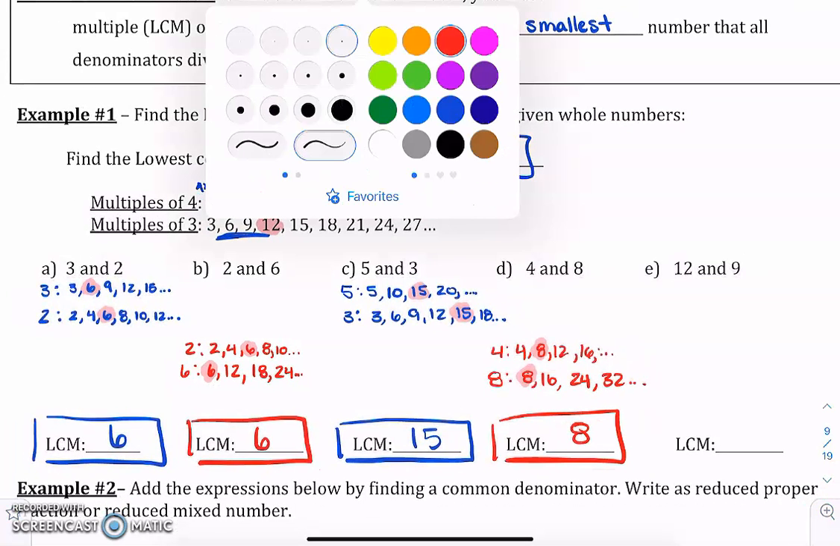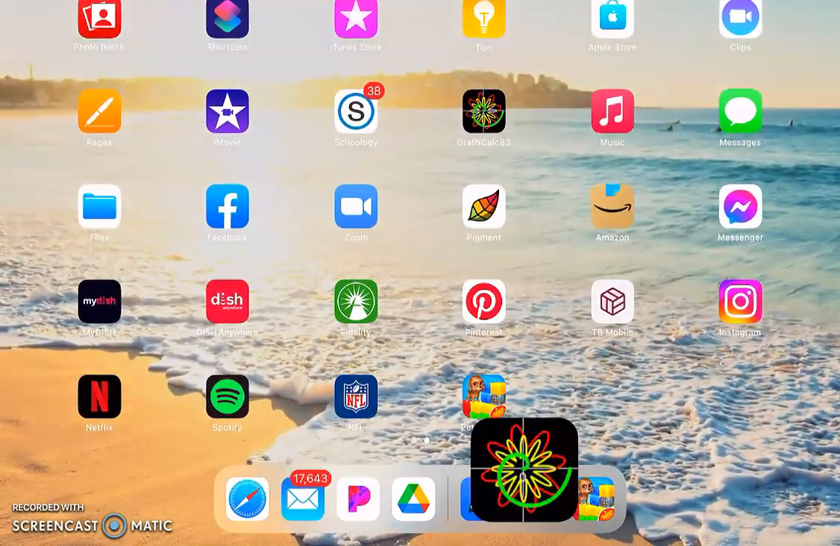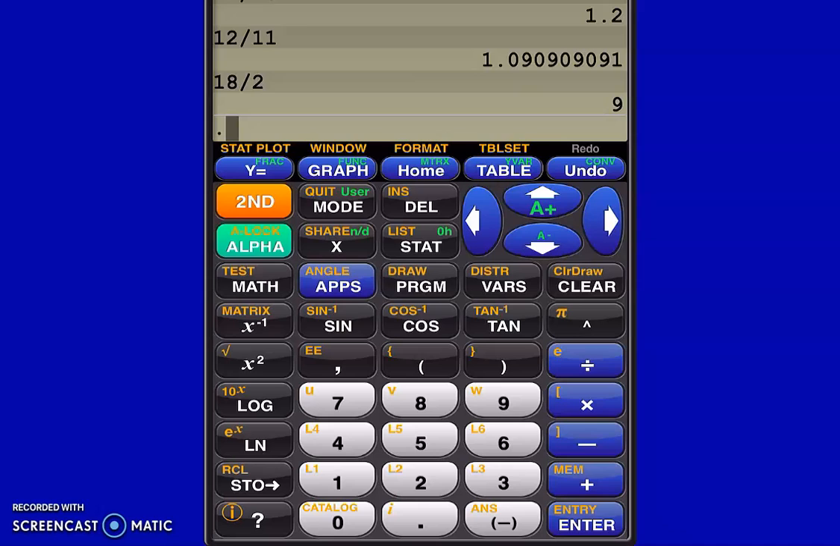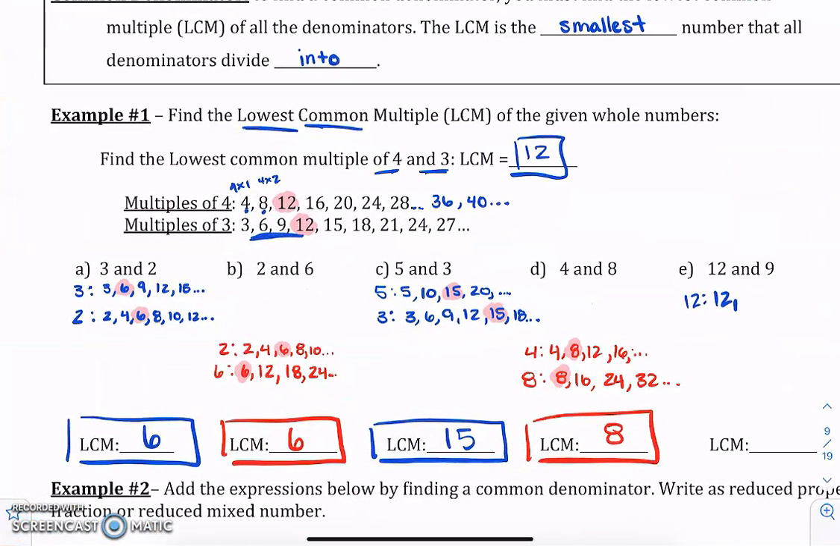And then 12 and 9. So once the numbers get a little bigger, you can find them in your calculator. In order to find the multiples, hopefully you know that 12 times 1 is 12. But then to find the next one, you would just do 12 times 2. That's your next multiple. 12 times 3. That's the next one. So 24, 36, 48. Once the numbers get bigger, you might not be able to do them in your head.